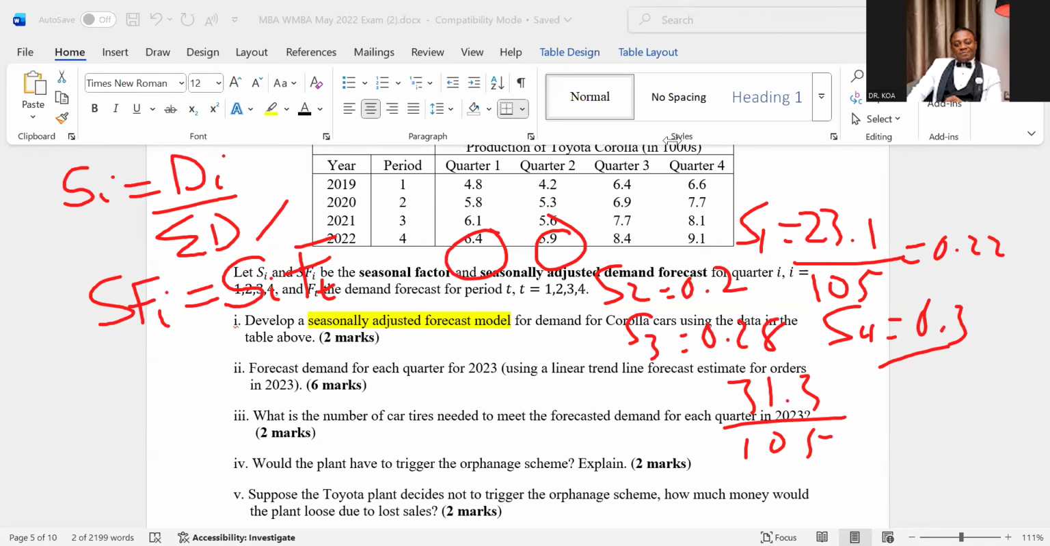Very good. Now, the question says, develop a seasonally adjusted forecast model. So now that you've gotten this, you can easily develop the model. How do you develop the model? You just substitute for each one the seasonal factor you just had. So the first one is going to be SF1 equals 0.22 FT. That's it. That's the model.